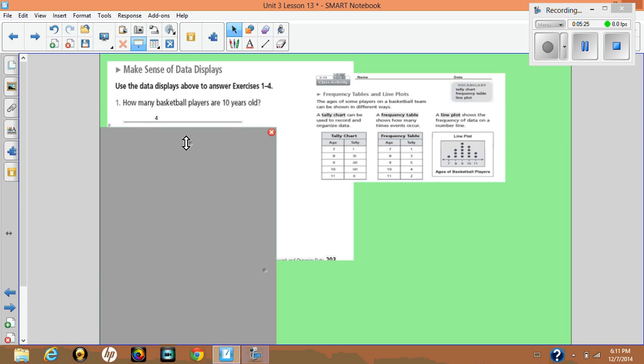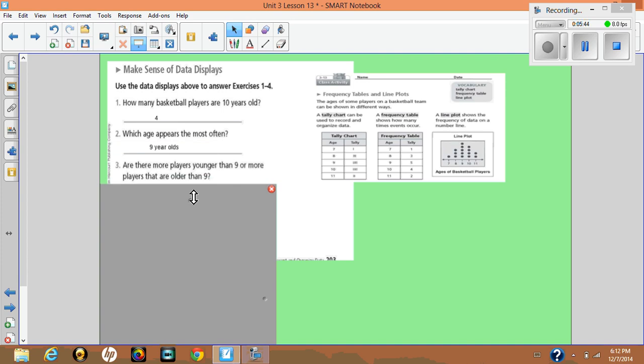Okay, if I've done that right, 4. Okay, the next question, again, review. What age appears the most often? Simply going across and looking at the line plot is the simplest process, and it's clear that 9 years old is the most often. Okay, are there more players younger than 9 or more players that are older than 9?